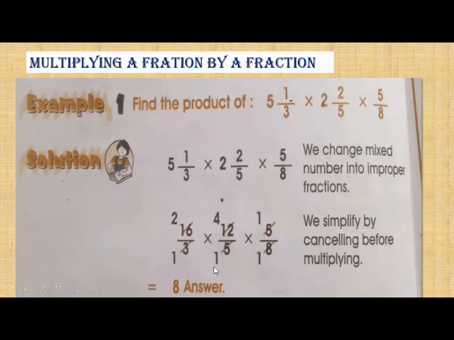Now the next step is multiplication. 2 multiplied by 4 multiplied by 1, 1 multiplied by 1 multiplied by 1, which means 2 fours are 8, 8 ones are 8, and in the denominator 1 is there, so we just write the numerator, which is 8. 8 is your answer. This is the example of find the product of.